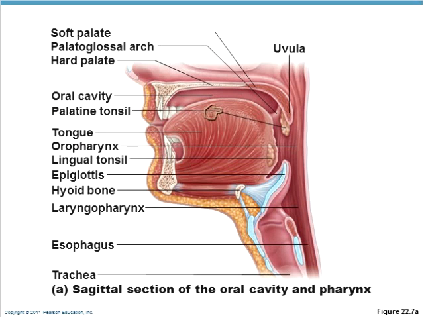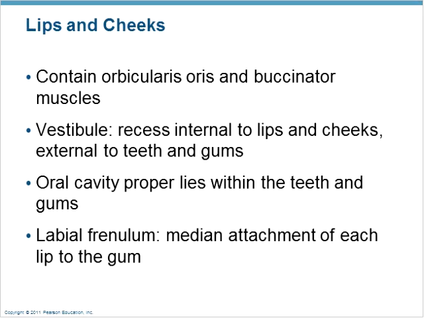And so there's the oral pharynx. You get a nice feel for the oral pharynx, the tongue, if you will. You get the soft palate, the hard palate. We've already talked about all that before, and you can see how that goes. The lips and cheeks contain the orbicularis oris, which is the lips, and the buccinator muscles of the cheeks. The vestibule is the recess internal of the lips and cheeks, and external of teeth and gums. The oral cavity proper lies within the teeth and gums, so you've got to know that.